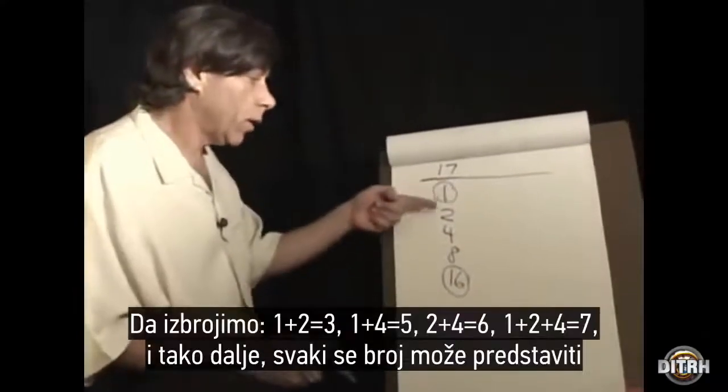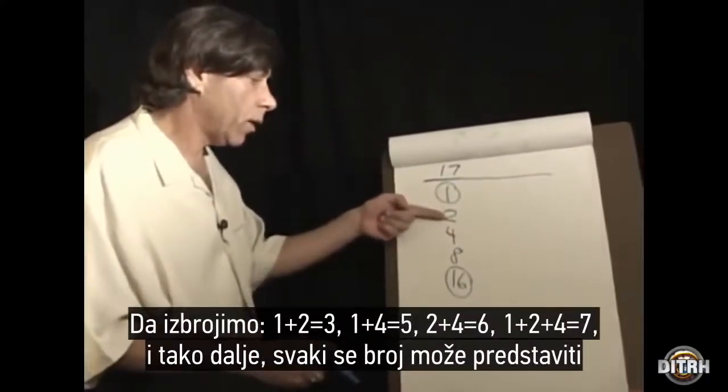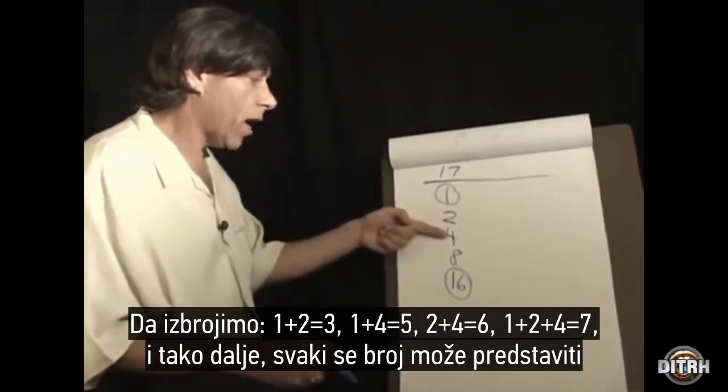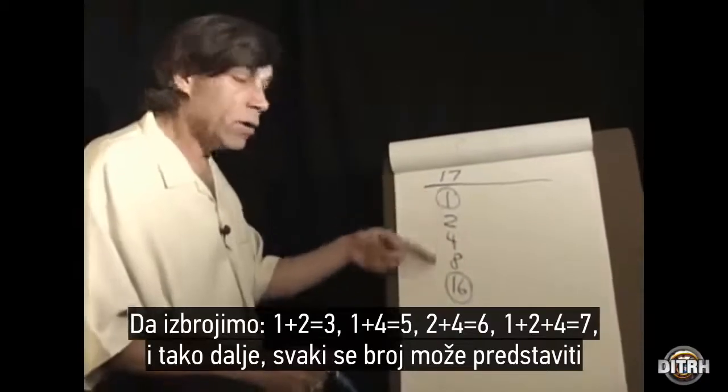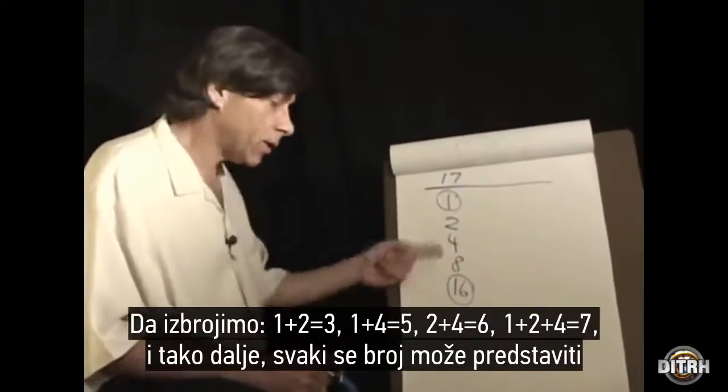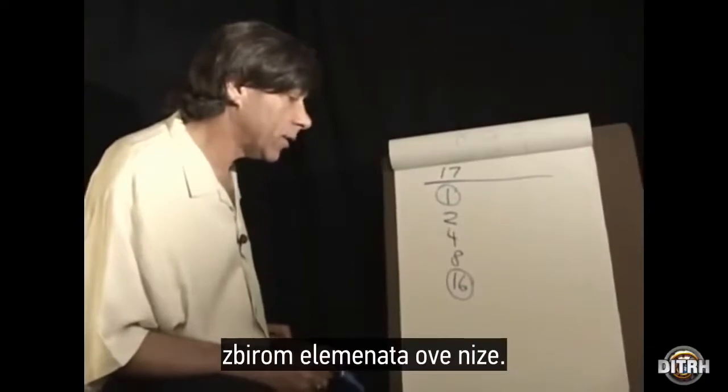So I can count 1, 2, 1 plus 2 make 3, 4, 1 plus 4 make 5, 2 plus 4 make 6, 1 plus 2 plus 4 make 7, 8, and so forth. And so any number can be represented by this, the sum of elements of this sequence.